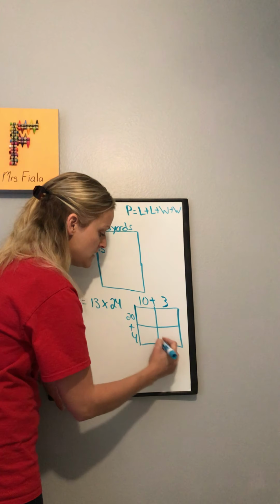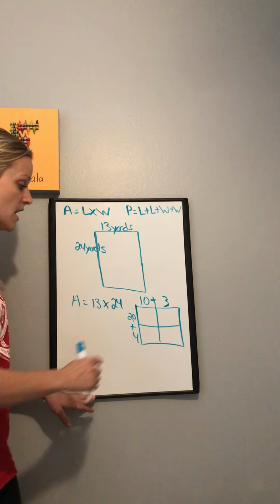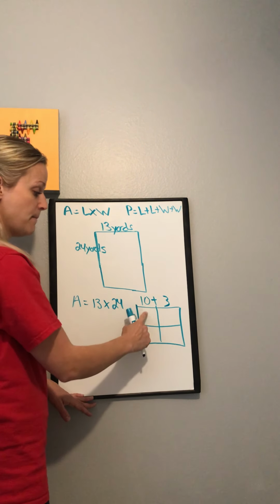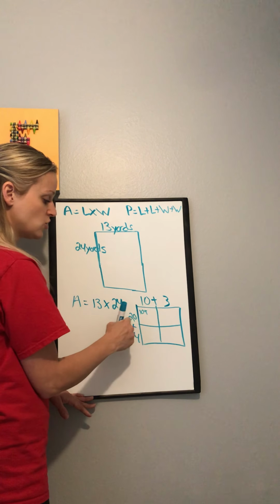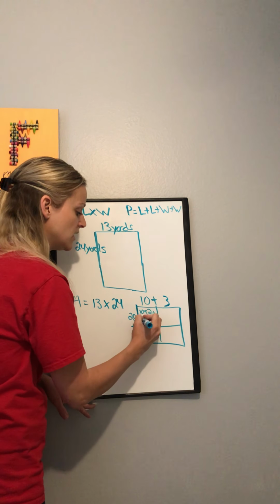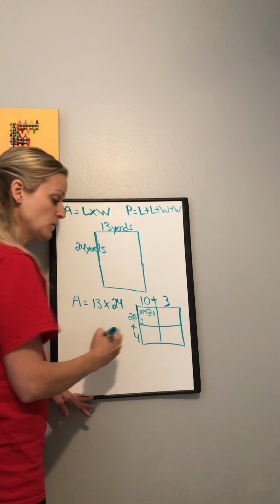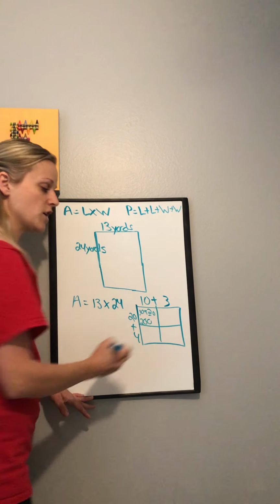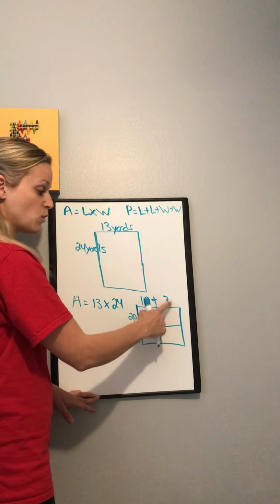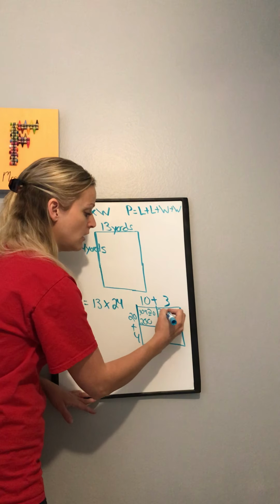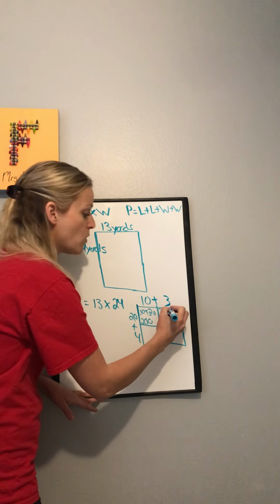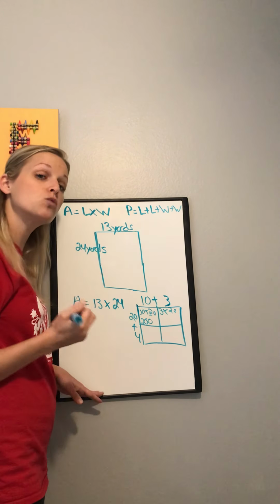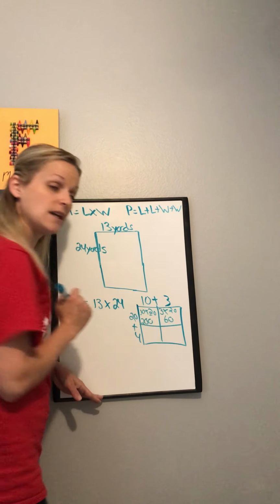Here's my box method. Okay, now inside this box, what's on top? 10. What's to the side is 20. 10 times 20 is 1 times 2 is 2, and I add 2 zeros, 200. Inside this box, what's on top of the box is 3. What's to the side of the box is 20. So I'm doing 3 times 20, which is 60.